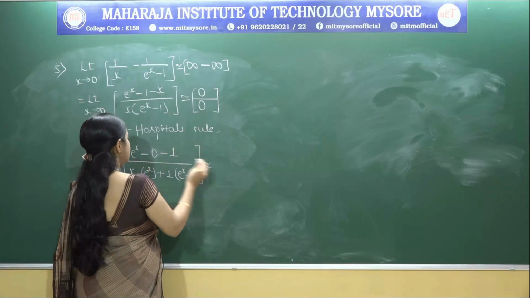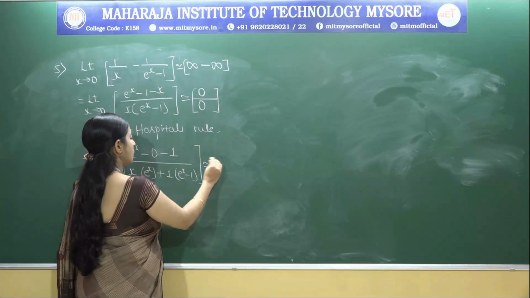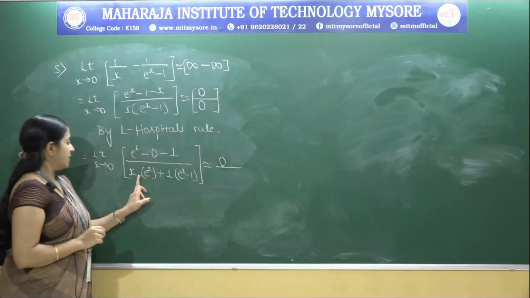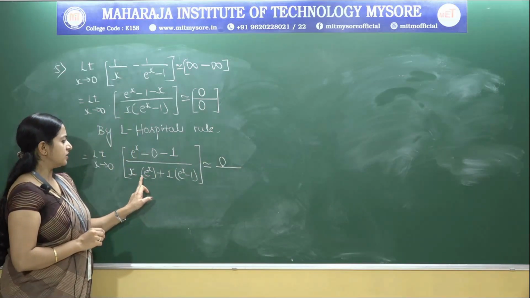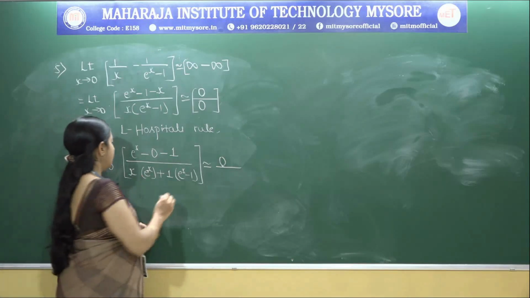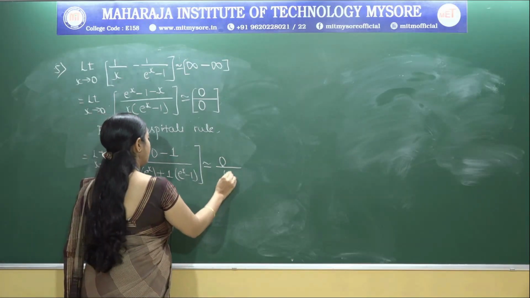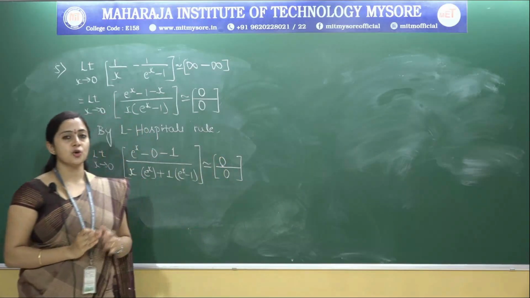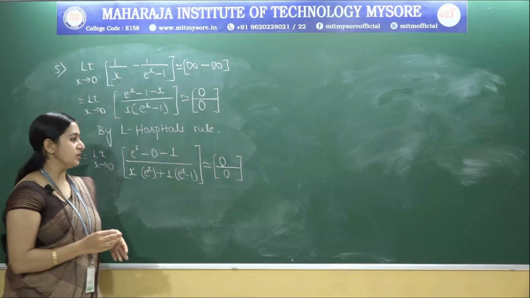The first one, e power 0 differentiation, e power 0 is 1, 1 minus 1 is 0, denominator. Here the multiplication x you have, the first term is 0, second term e power 0 is 1, 1 minus 1 is 0. So again it tends to a 0 by 0 form. Again you apply the L'Hospital rule.